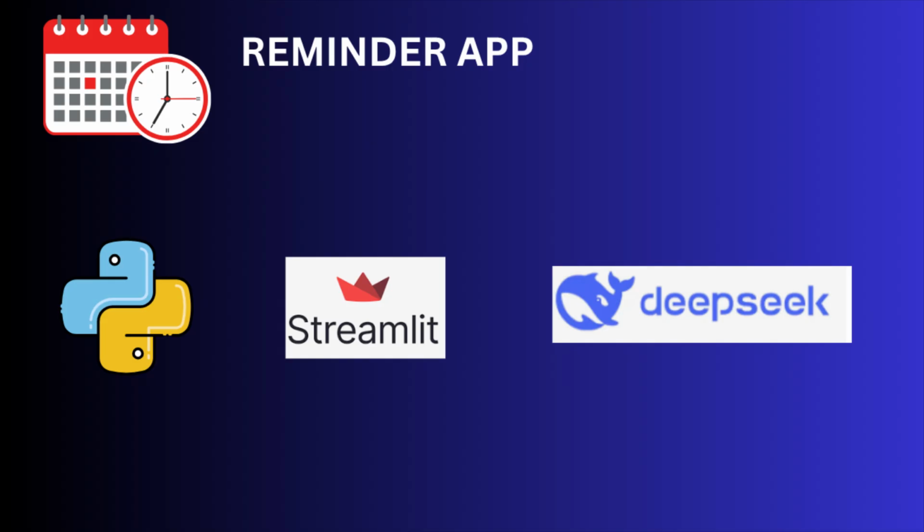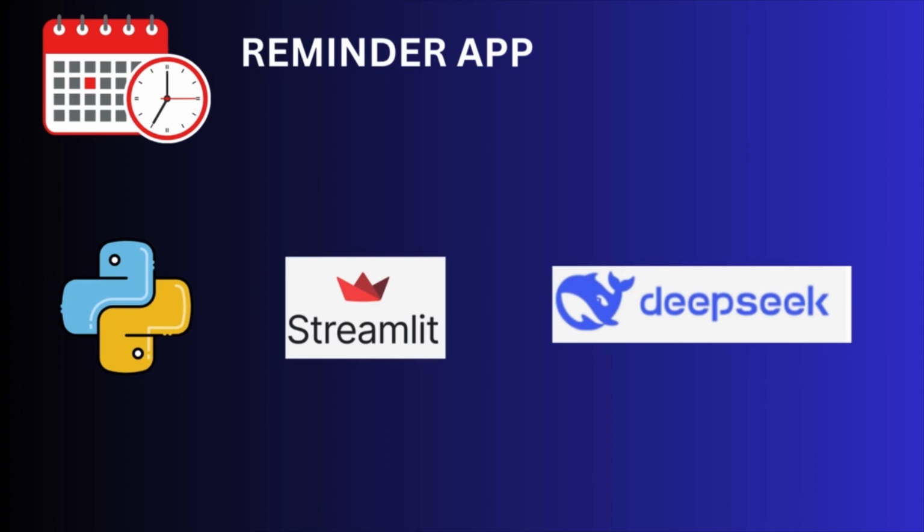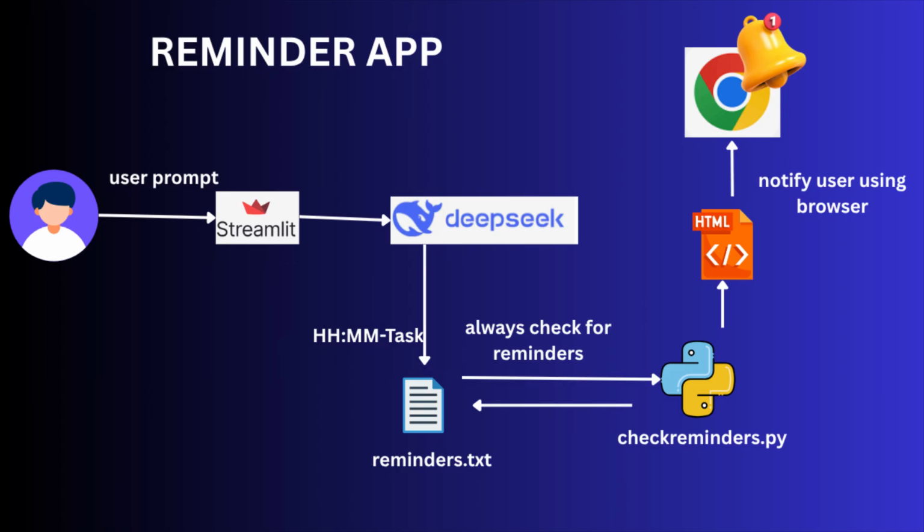This is a very simple AI application I built using Python Streamlit and the model DeepSeek. Now let's check the architecture of this simple demo application. When the user gives input prompts to the DeepSeek model, based on the user's prompt, the model produces the output in the format HHMM-task, which is the 24-hour format with the task.